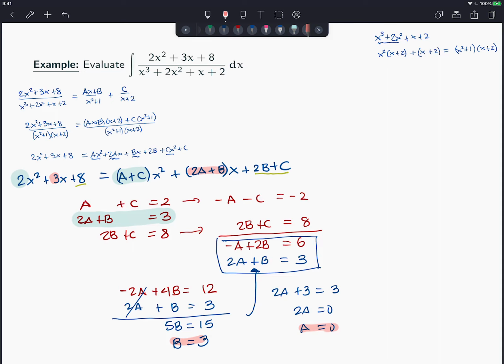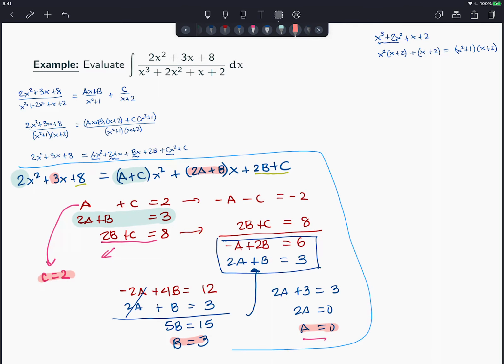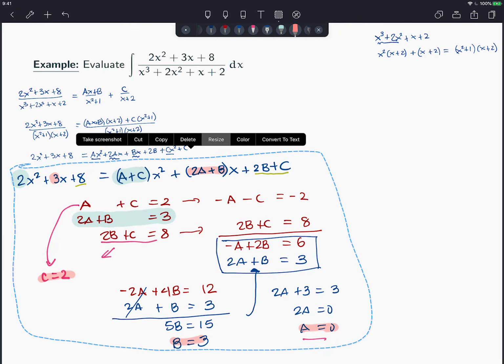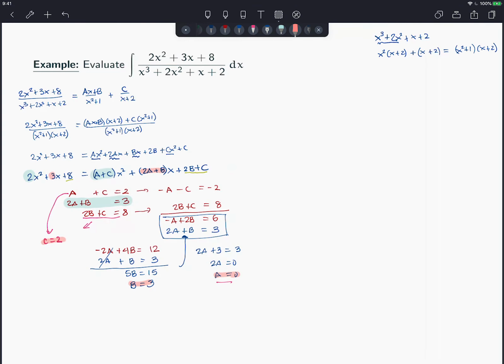And I can get c from the first equation. The first equation says a plus c is 2. I found that a was 0, so c is 2. And I got all my 3 coefficients: a is 0, b is 3, and c is 2. So we got it. Now let me shrink this, put it on the side, and let's solve the integral.